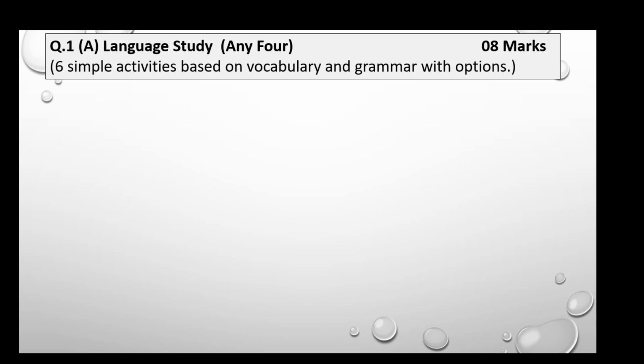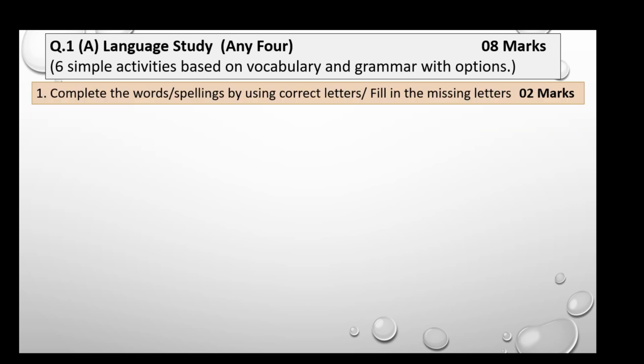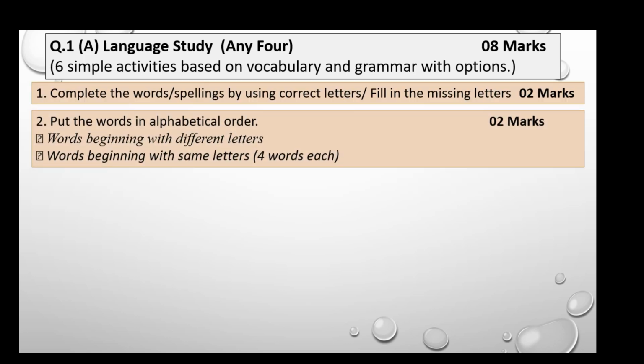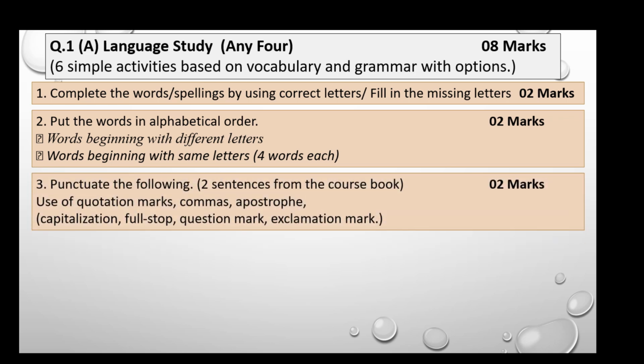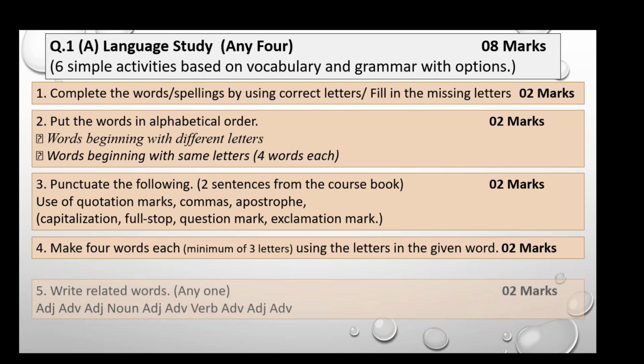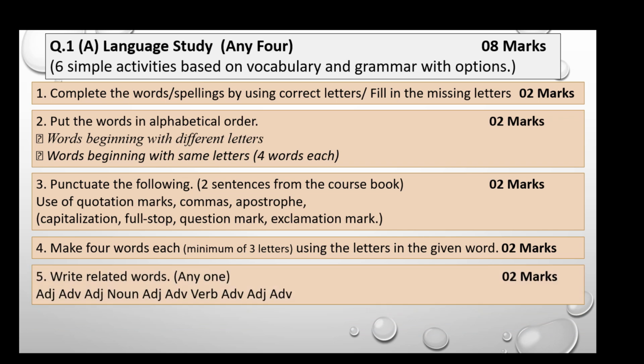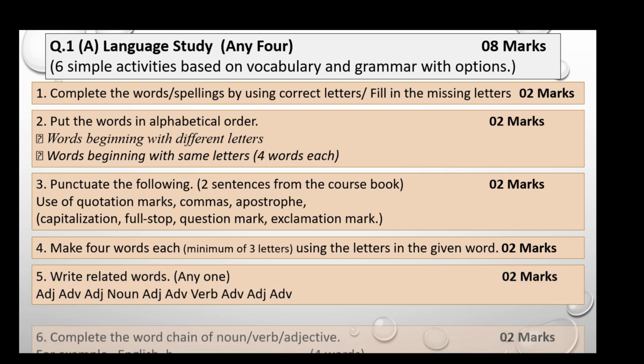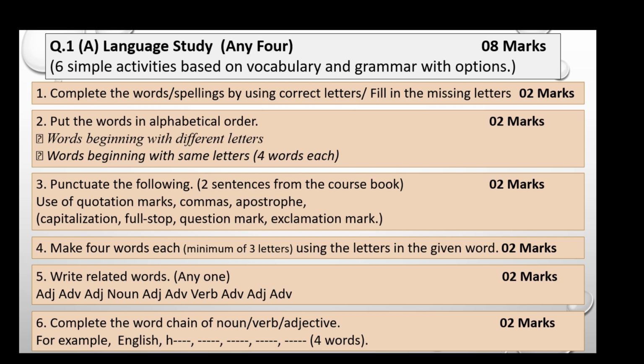First one is complete the words. Second one, put the words in alphabetical order. Third one, punctuate the following. Fourth one, make words using given word. Fifth one, writing related words. Or last one is complete the word chain. So out of 6 you should solve any 4 activities for 8 marks.